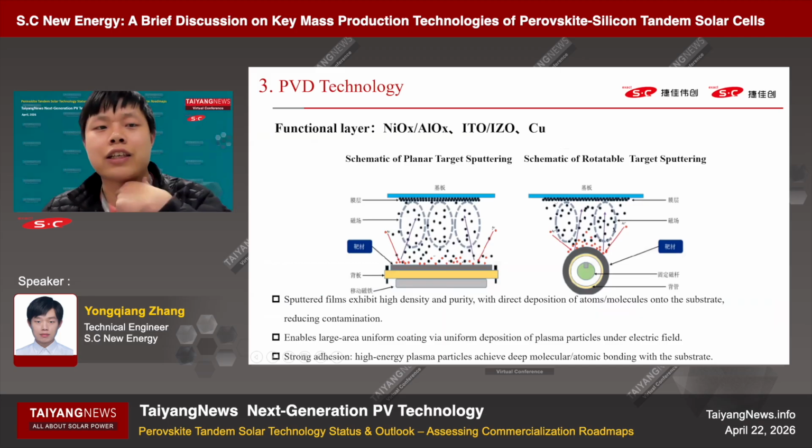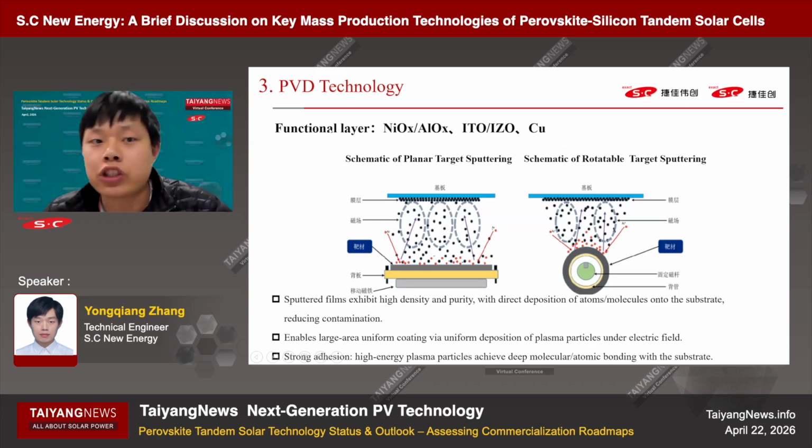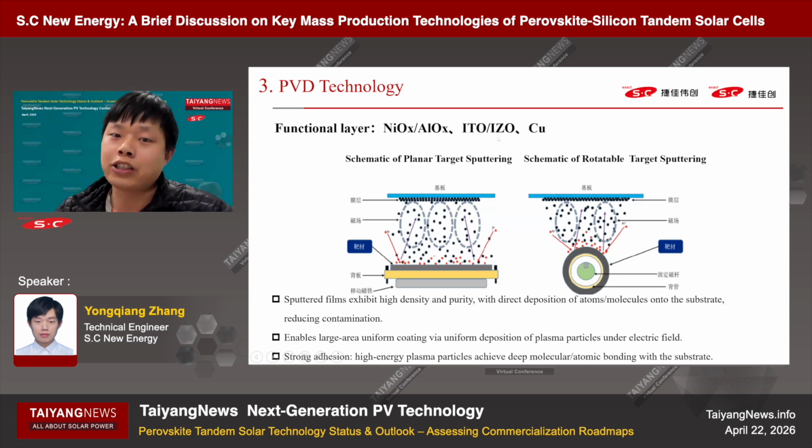And next, I would like to introduce you to our PVD technology. Usually, we can use our PVD to deposit nickel oxide, aluminum oxide, and also ITO and SnO2, even some metal.